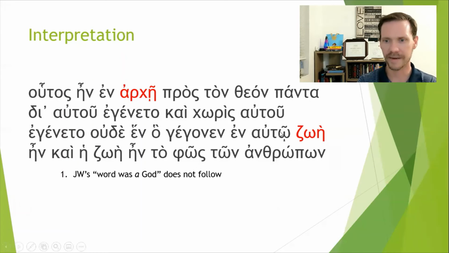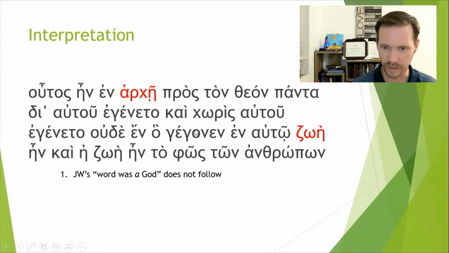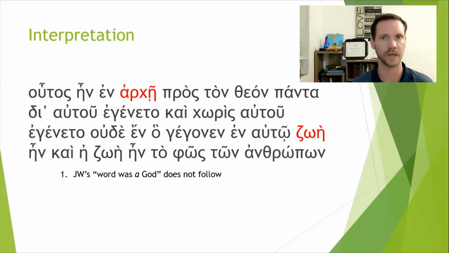That which was made, in him was life, or in him was life. Not in him was a life, in him was life, and that life was the light of men. So again, just because you don't have the definite article doesn't make the noun indefinite. So context is going to tell you, again, the use of definite articles, context is also going to tell you whether or not a particular noun should be definite or indefinite.